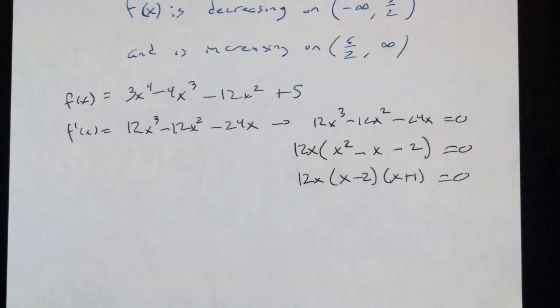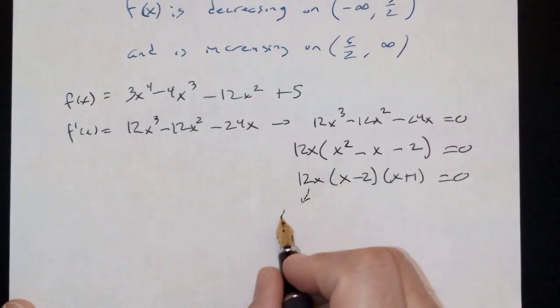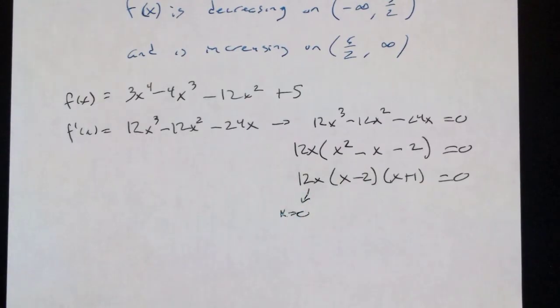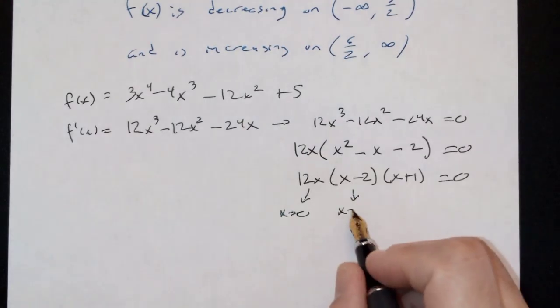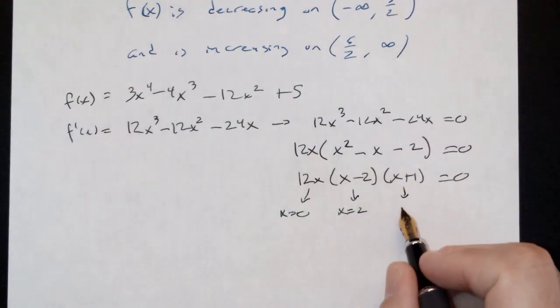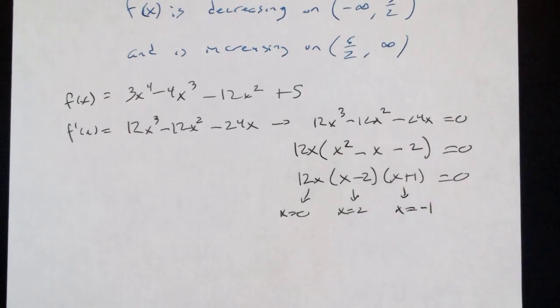Which means I have 3 critical numbers. Either this piece is 0, which means x is 0. This piece is 0, which means x is 2. Or this piece is 0, which means x equals -1.